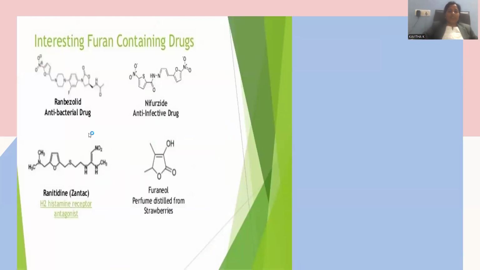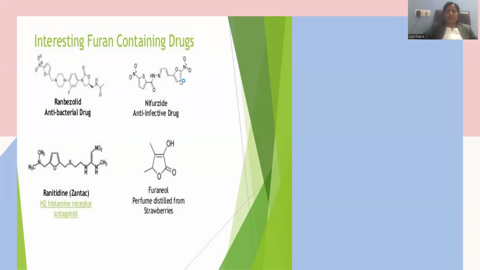Interesting furan-containing drugs are shown here. Ranbazolit is an antibacterial. You can observe the furan nucleus here, and here is the saturated nitrogen-containing heterocyclic benzene nucleus. Nitrogen and oxygen exist together in a five-member ring system. This is a polycyclic system. Ranbazolit is an antibacterial drug.